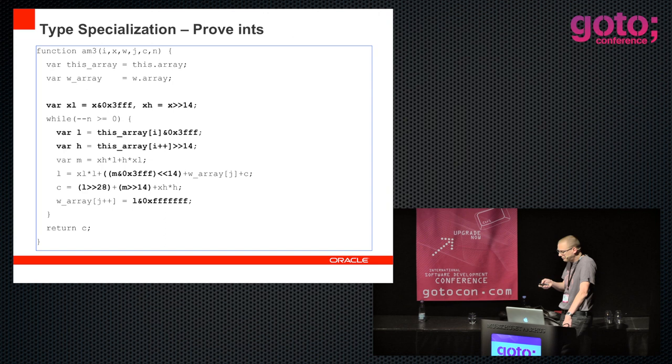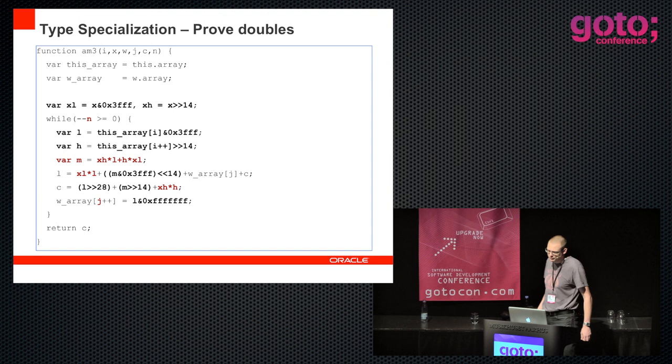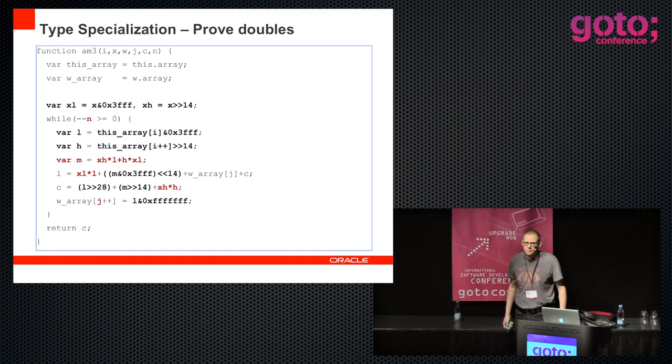You look at some of the other arithmetic, even if you can't infer ints, you can say that the red stuff here can surely be represented as double, because the minus-minus operator and the multiplication operator can work on nothing else than numbers in JavaScript, and these are number operations.